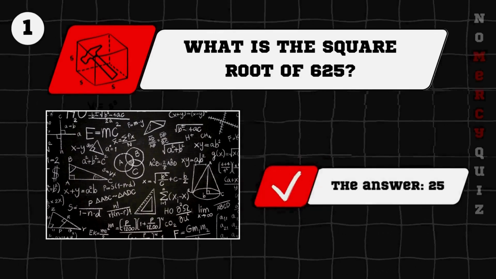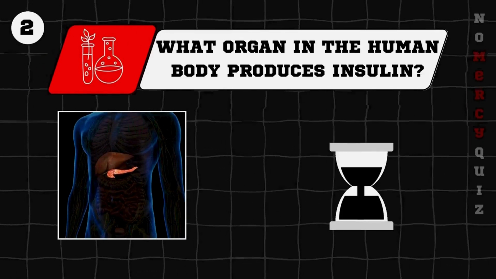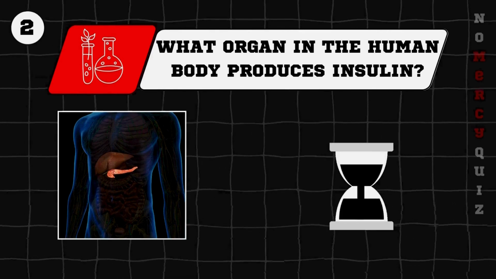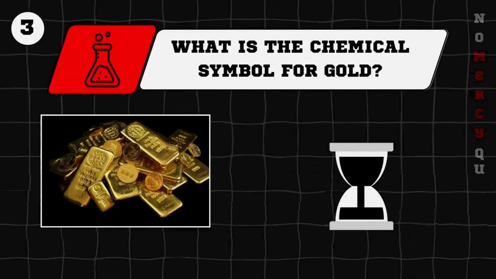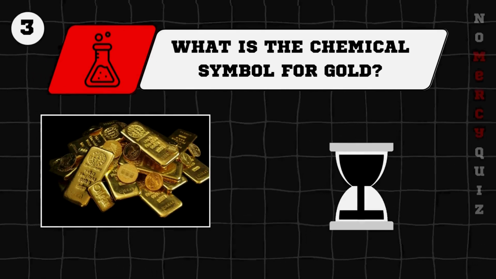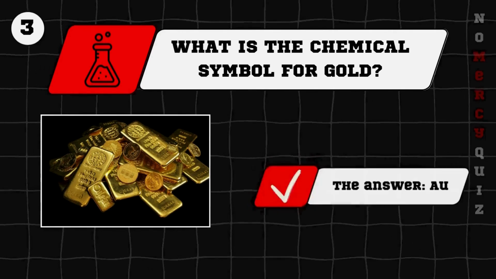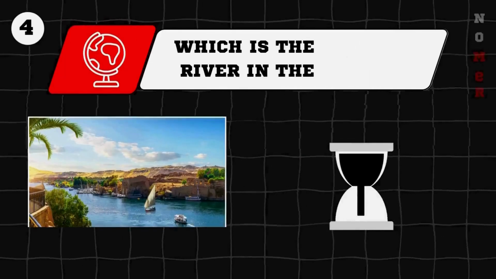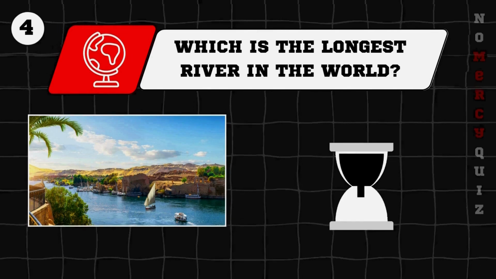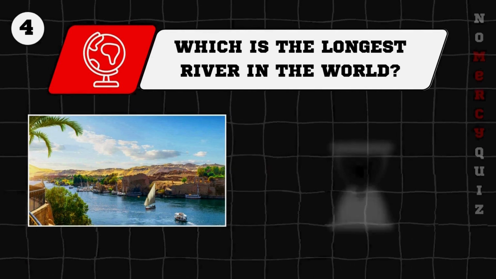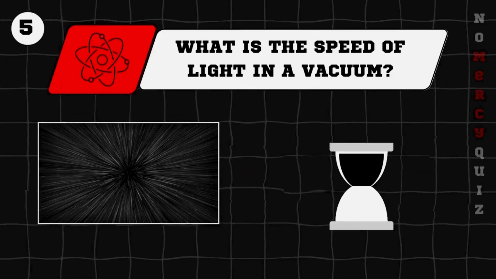The answer is 25. What organ in the human body produces insulin? The pancreas. What is the chemical symbol for gold? It's Au. Which is the longest river in the world? The Nile. What is the speed of light in a vacuum?